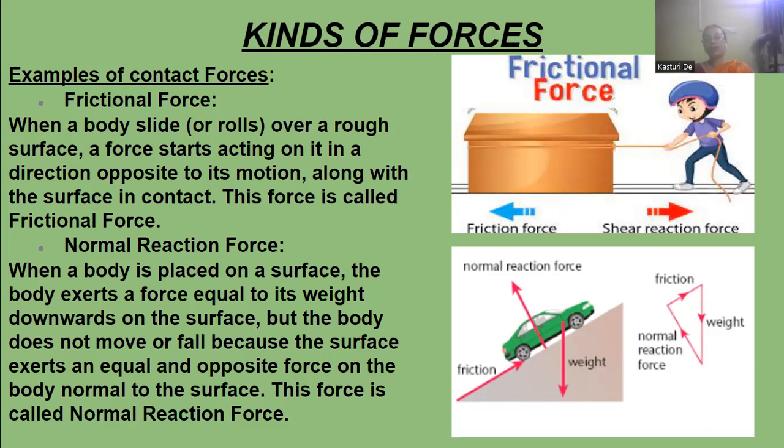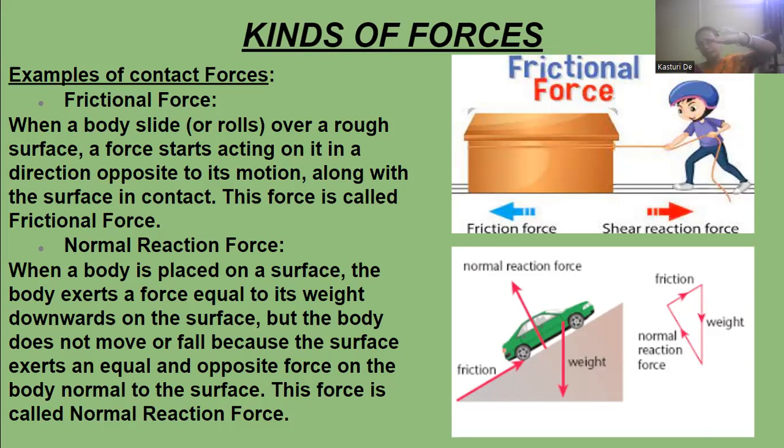When a body is placed on a surface, it exerts a force equal to its weight, acting down on the surface. But the body does not move or fall because the surface exerts an equal and opposite force on the body, normal to the surface.